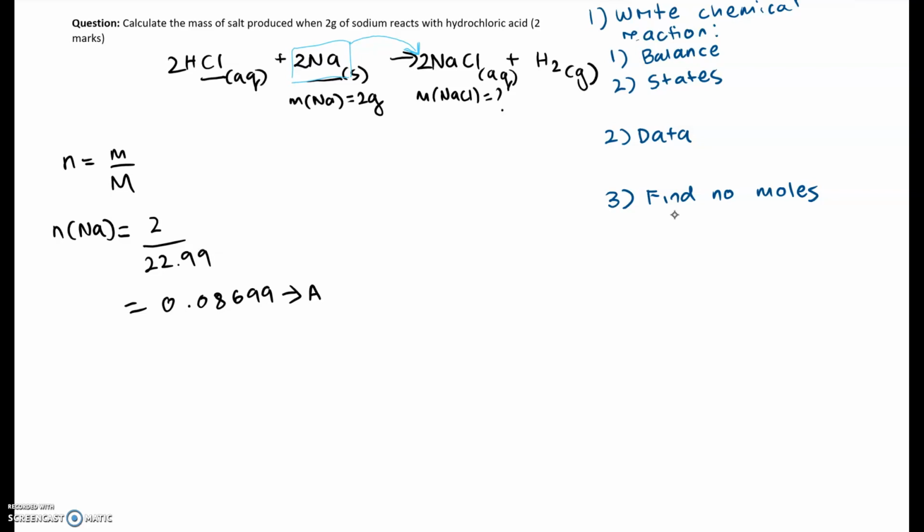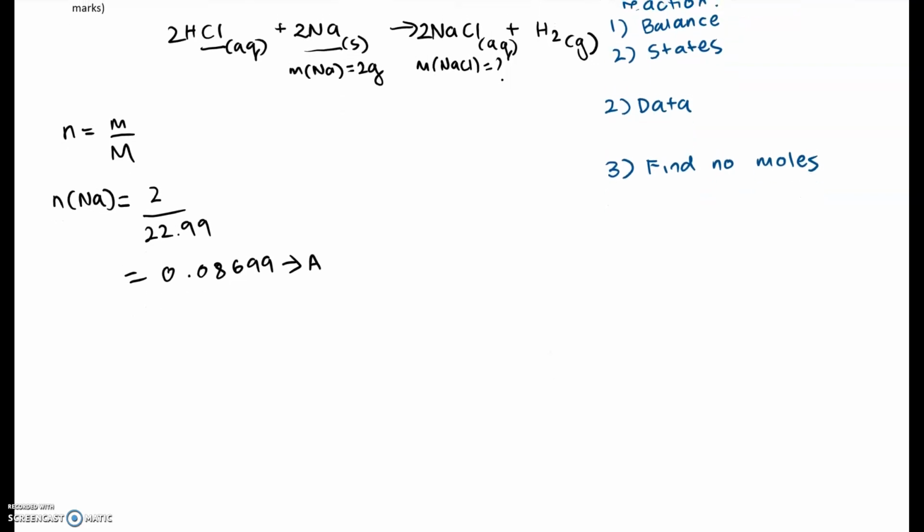Now, I think of every chemical reaction as a cooking recipe. So it tells me that I need 2 parts of acid to combine with 2 parts of metal to form 2 parts of salt and 1 part of hydrogen. Now the 2s and the 1s all represent the parts in this cooking recipe. And the parts are synonymous with moles. So 2 moles of acid combined with 2 moles of metal to form 2 moles of salt.